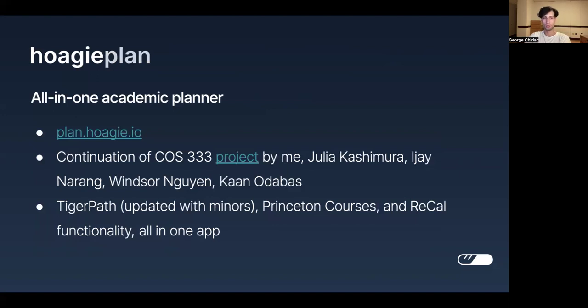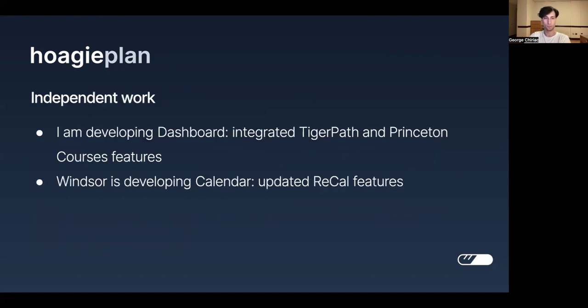The solution is hoagieplan, the all-in-one academic planner. It is a continuation of a COS398 project by me, Julia, EJ, Windsor, and Khan. It has the functionalities of tigerpath, Princeton courses, and Recal all in one app, and also it has functionality for minor requirement checking. For independent work, I'm developing the dashboard part of it, which integrates the functionalities of tigerpath and Princeton courses. Windsor is developing calendar, which updates Recal's features.